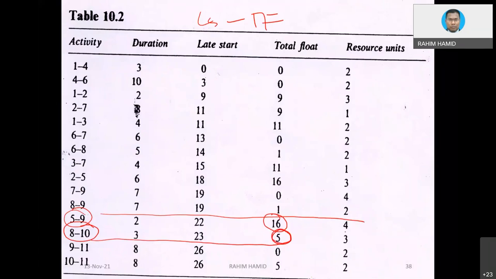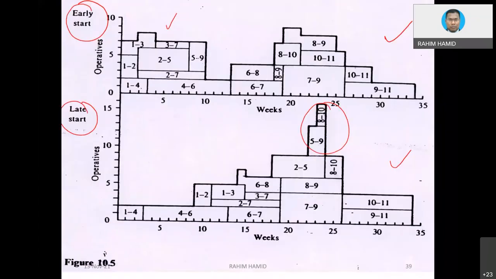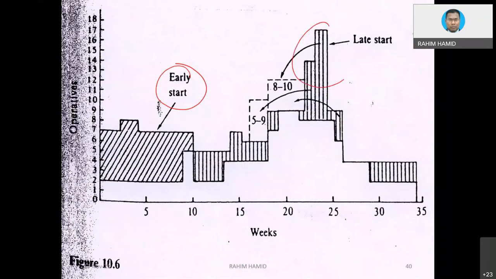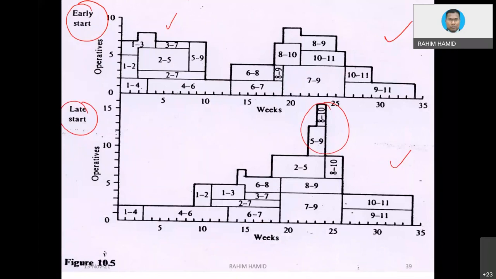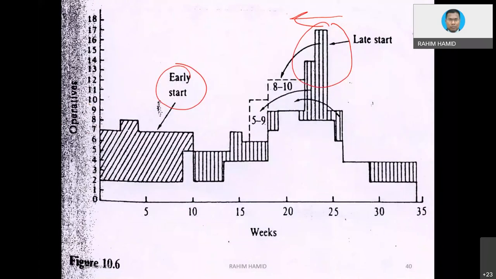Meaning, for activities 5, 9 and 8, 10, if we are using the concept of late start, originally late start means you push until the end of the date. If you want to adjust the activity, you have to push to the left, to a slightly earlier start. This is what the drawing shows us: how we can push activity 5, 9 a few days earlier, and activity 8, 10 a few days earlier, within the available total float. Within, because we do not want to change the completion date. You notice that the early start completion is around 34 days, and even after adjusting so that the graph looks much smoother, the completion date remains the same.